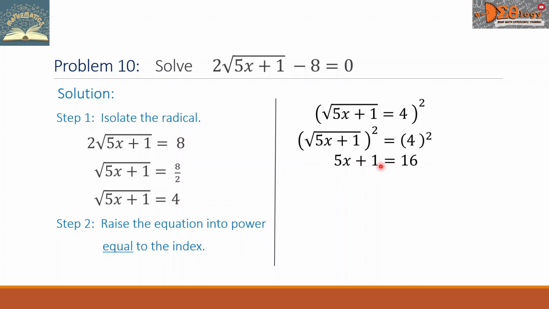This plus 1 we transpose to the right, it becomes negative 1. 16 minus 1 is 15. Then divide this equation by 5. So x equals 15 over 5. Finally, x equals 3.